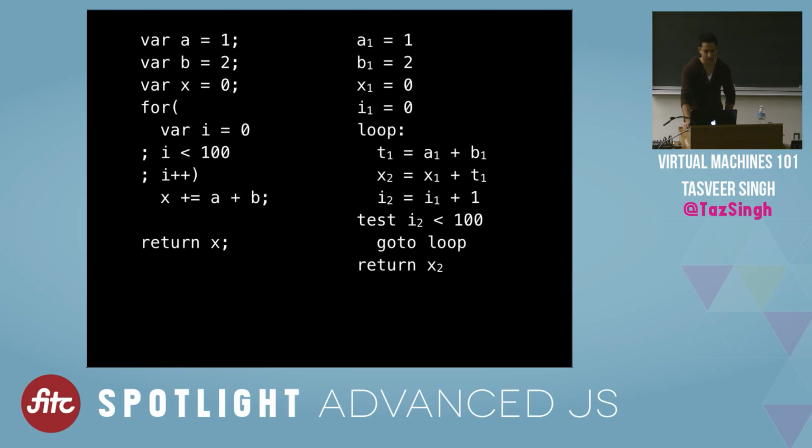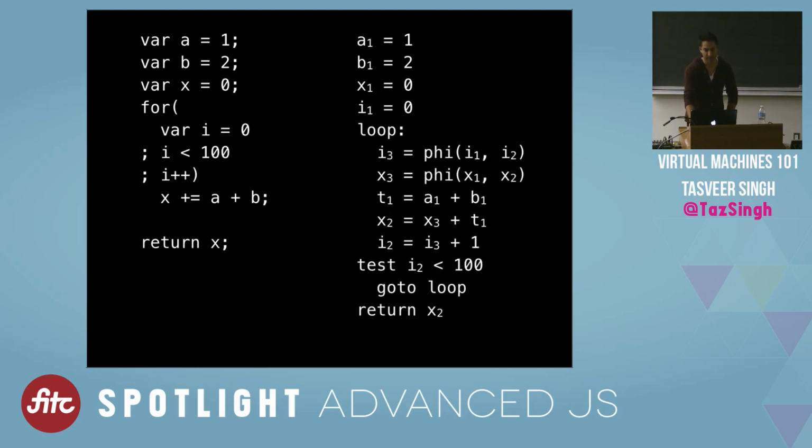Now, the astute in the audience will probably notice that we're just adding the same variables together over and over again in this loop, right? X2 is always equal to X1 plus T1. This is an infinite loop right here, right? We're never actually incrementing anything. We're always adding to the same versions. So single static assignment introduces this phi instruction.